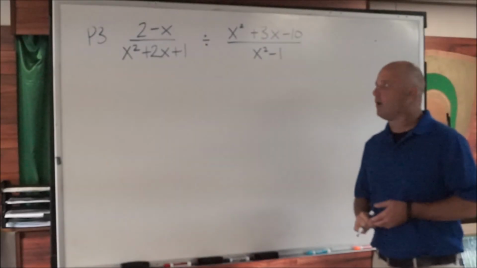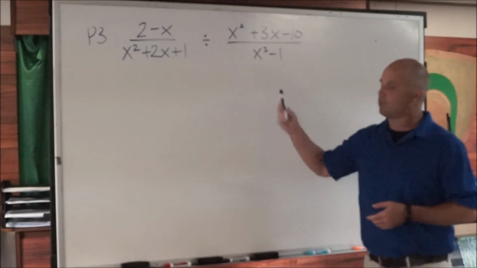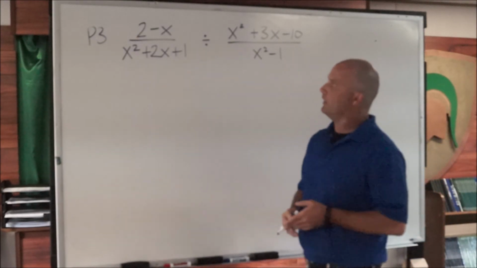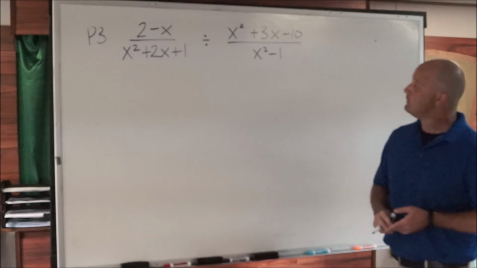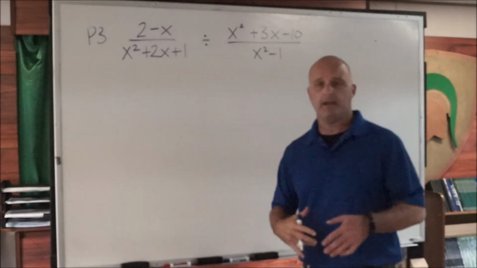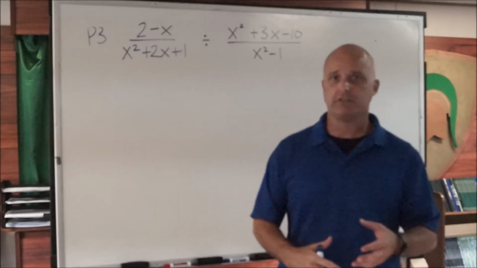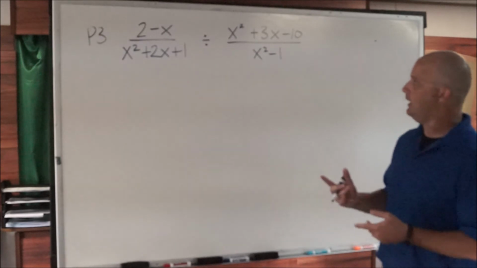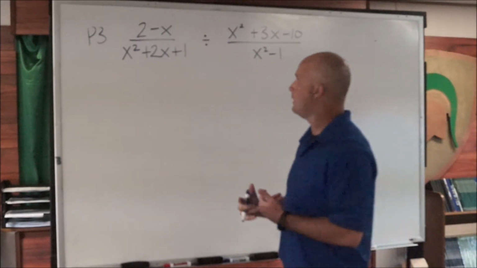All right, so in problem number 3, we're going to take a look at a division problem with rational expressions. So 2 minus x over x squared plus 2x plus 1 divided by x squared plus 3x minus 10 over x squared minus 1. Again, the same rules that you would use for dividing fractions are in play here. But before we start doing that, let's go ahead and factor this down as much as we possibly can.